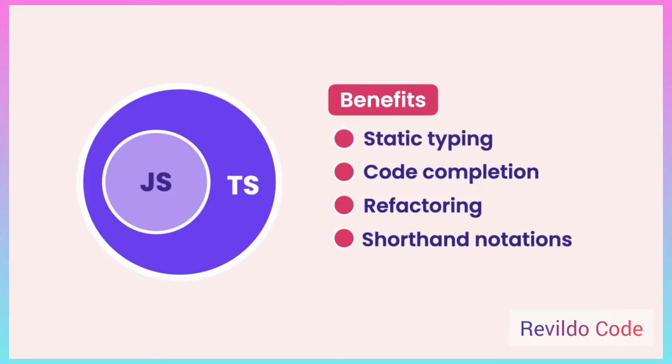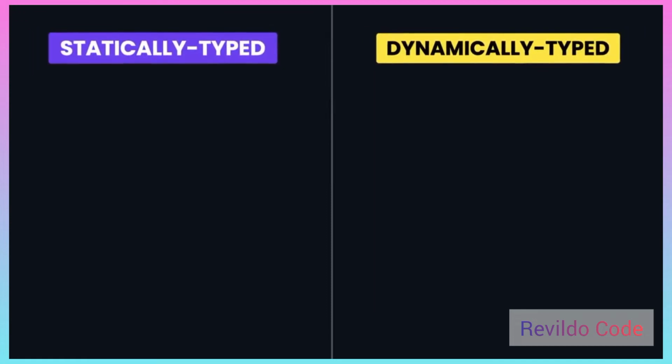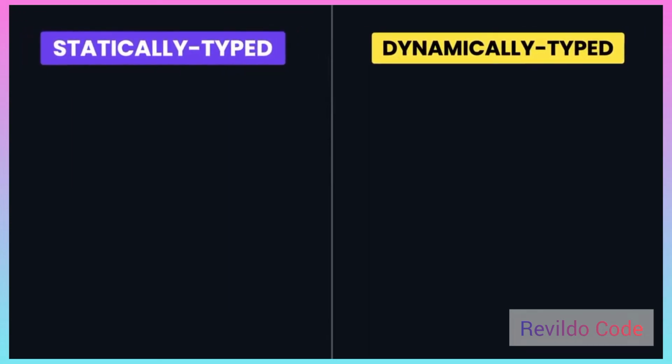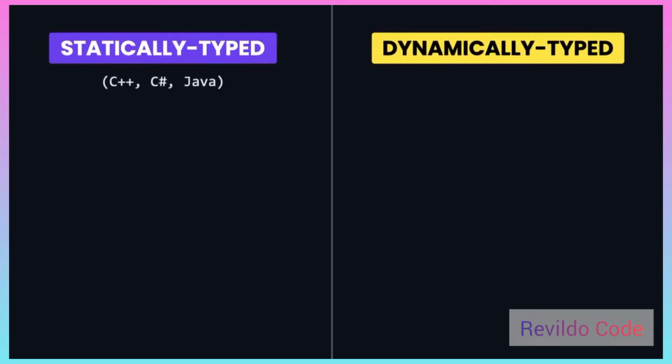What does that mean? Well, we have two types of programming languages, statically typed and dynamically typed languages. In statically typed languages like C++, C#, and Java, we know the type of variables at compile time or while coding. For example, we can declare a variable of type integer, and this variable can only hold integer values, nothing else. So we cannot set it to a string or another type of object.